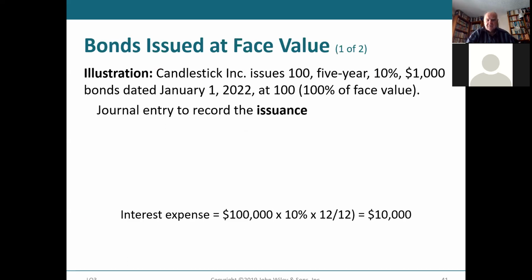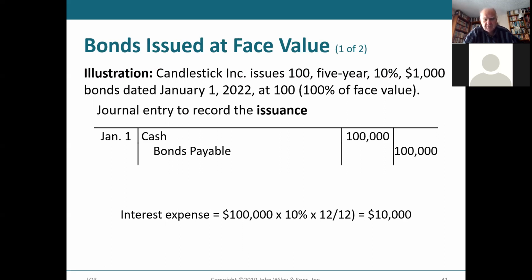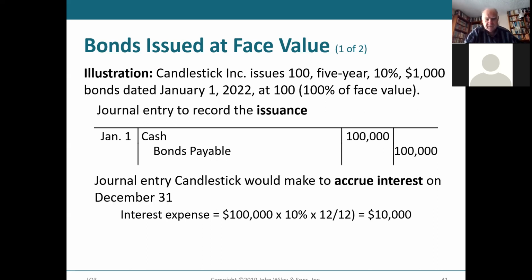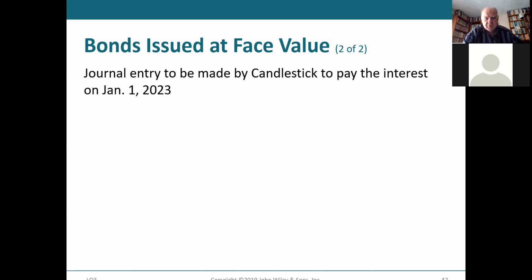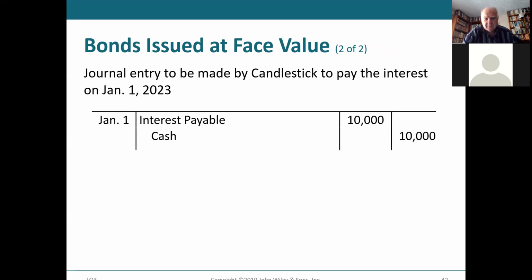Candlestick issues 100,000, 5-year, $1,000 bonds dated the 21st, at 100% of face value. So here we go. We're going to debit cash, credit bonds payable. How about that? The interest rates matched up. So we debit cash, credit bonds payable. And then we have to accrue interest at year end. That was 10% of 100,000, 12 months, $10,000 interest to accrue. Journal entry to pay the interest: debit the liability, credit cash.